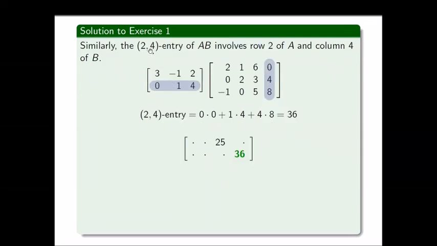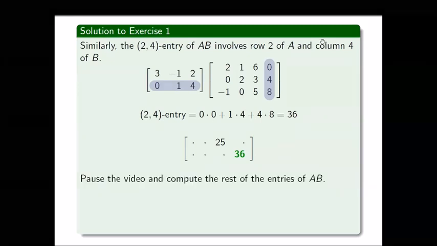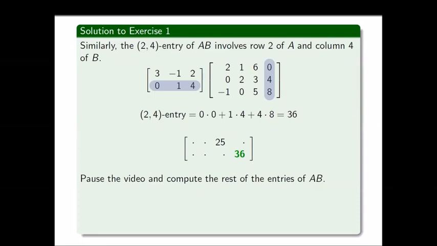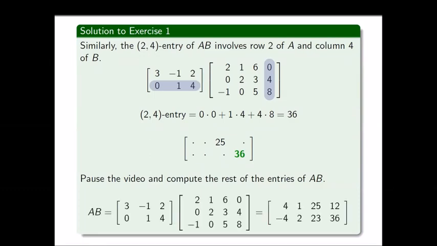Similarly, the entry at 2, 4 in this product matrix will involve a multiplication of the second row in the first matrix and the fourth column in the second matrix. So we do the same thing again. We get a 36, and we plug it in the product matrix. If you want, you can pause the video and compute the rest of the entries of AB, and you can verify that your answer looks like this 2 by 4 matrix here.